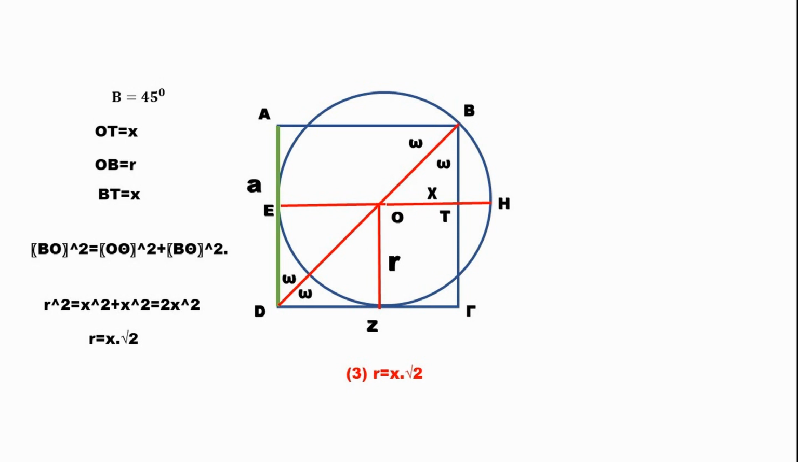We apply the Pythagorean theorem to the right-angled isosceles triangle TOB and we have, according to the Pythagorean theorem, BO square equals OT square plus BT square. Because BO equals R, OT equals X and BT equals X, we can write R square equals X square plus X square. We finally have the equation, R equals X multiplied by square root 2, which we call 3.